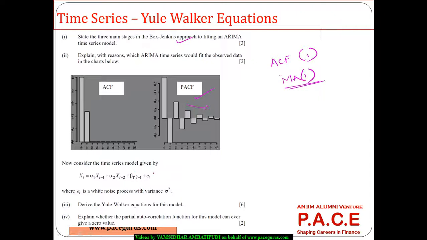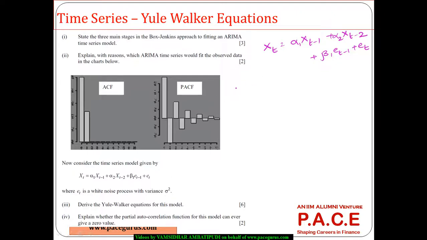Now consider the time series model given by this: x_t equals alpha 1 x_{t-1} plus alpha 2 x_{t-2} plus beta 1 e_{t-1} plus e_t. Here e_t is white noise with variance sigma squared. So I need to find the Yule-Walker equations for this model.